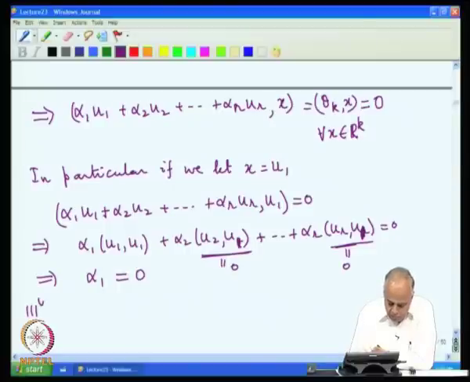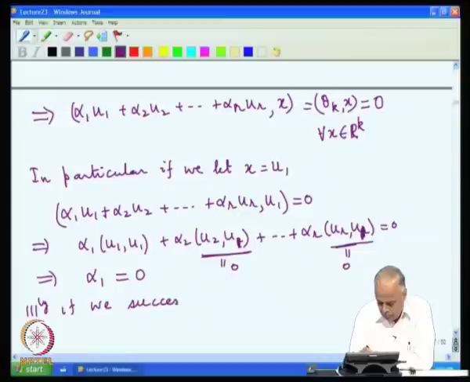Similarly, if we successively take x equal to u2 next, then u3 and so on.